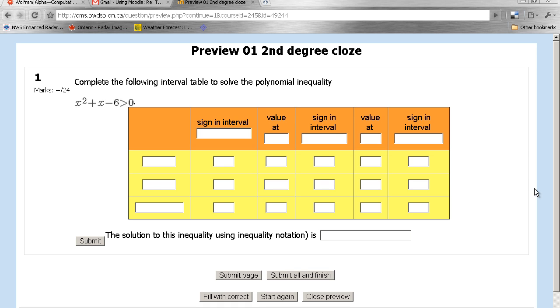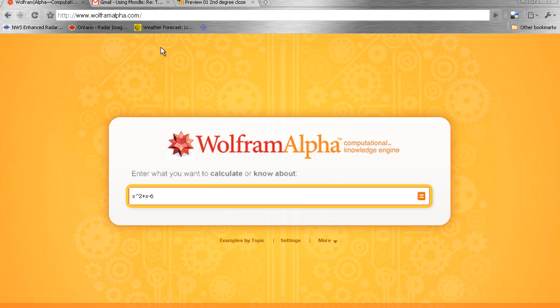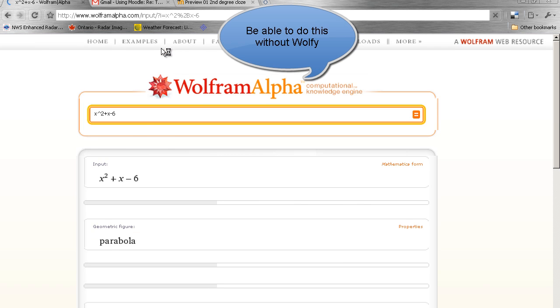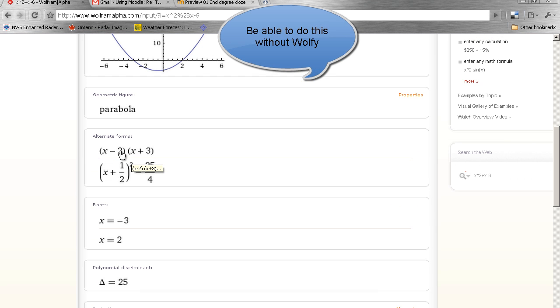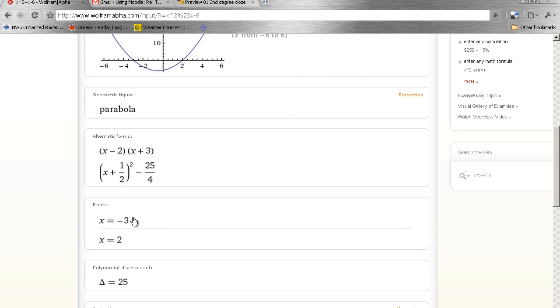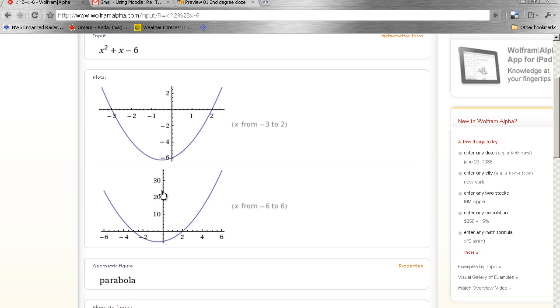We're going to be solving polynomial inequalities, and we're going to be using one of these table formats to determine where this polynomial is greater than 0. Now the first step is to factor it, and factoring basically tells us everything that we want to know. In this case, the polynomial factors to x minus 2 times x plus 3, and this tells us that the roots are negative 3 and 2. We know that the polynomial changes sign at negative 3 and 2.